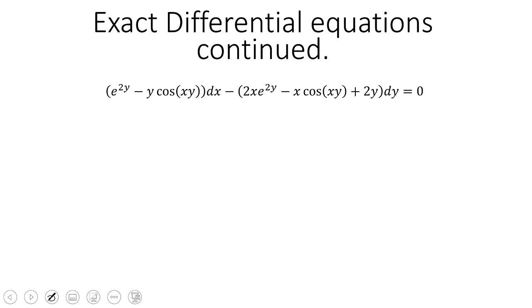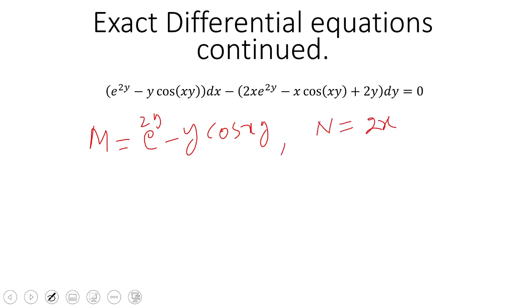So in this differential equation, M is given, M is equal to 2e^(2y) minus y cos xy, and N is equal to 2x e^(2y) minus x cos xy plus 2y. Now we check it for exactness.